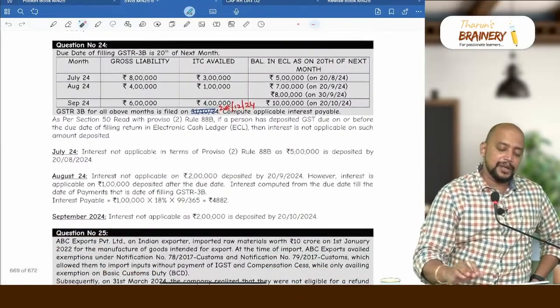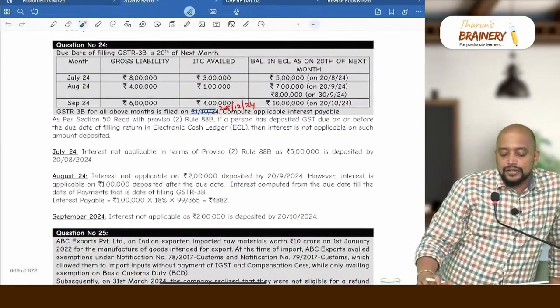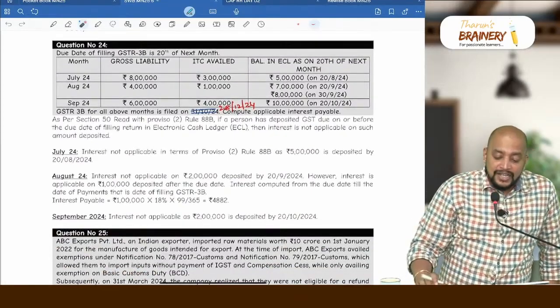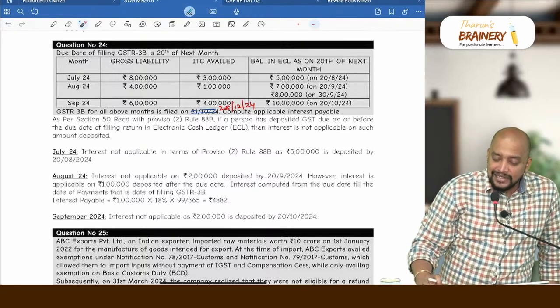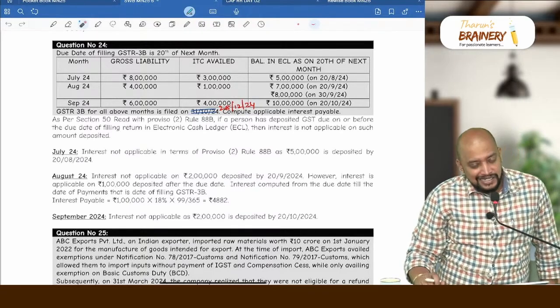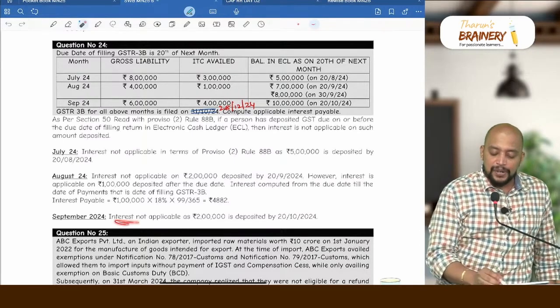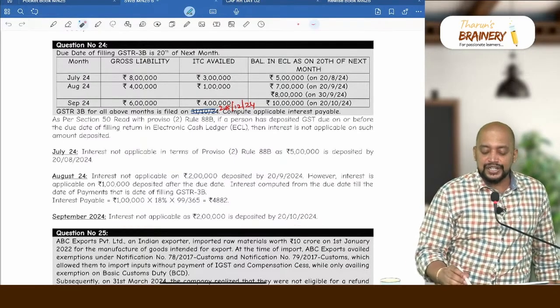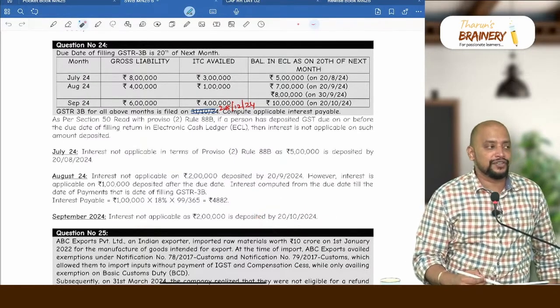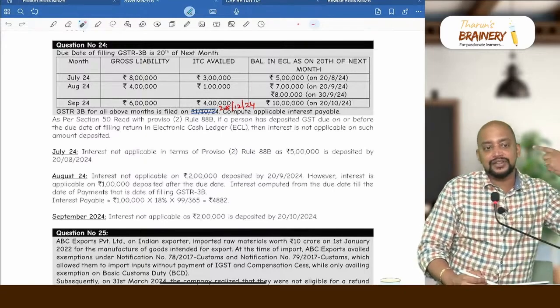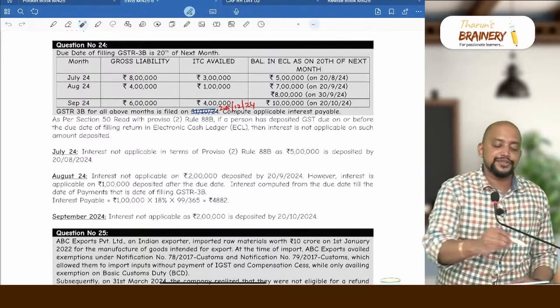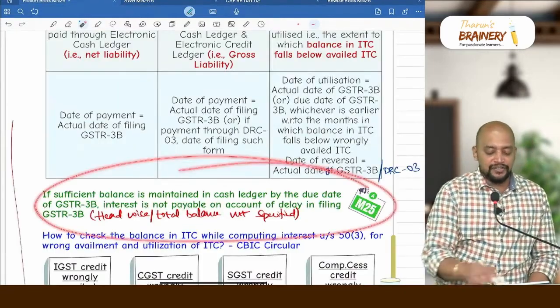Whereas for September month, if you see 6 lakhs minus 4 lakhs, how much? 2 lakhs. Whether the 2 lakhs is maintained as on due date? Yes. So whether any interest is payable in this case? No. Interest is not applicable as 2 lakhs is deposited by 20th of October 2024. Good question, no? So this can be tested in exam because of the amendment, this point of amendment.